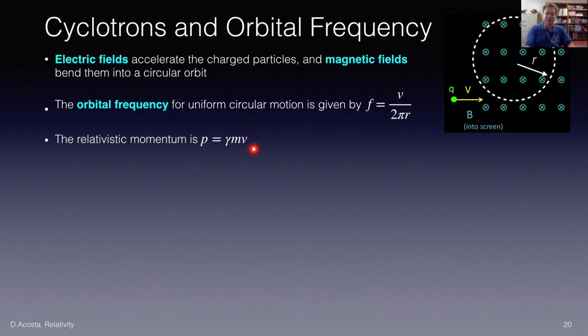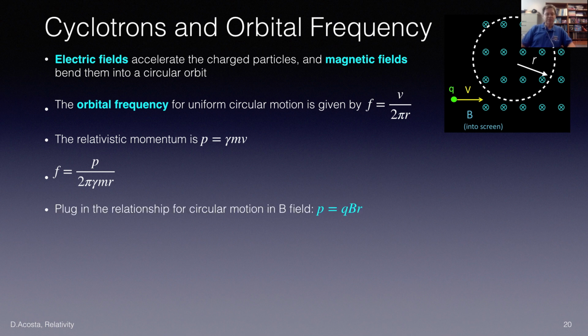v is just going to be p over gamma m, right? So my frequency here can be written as p over gamma m, there's the gamma m, and there's still the 2 pi r. So that's just another way to write the frequency, but now in terms of the momentum of the particles, not explicitly their speed v.